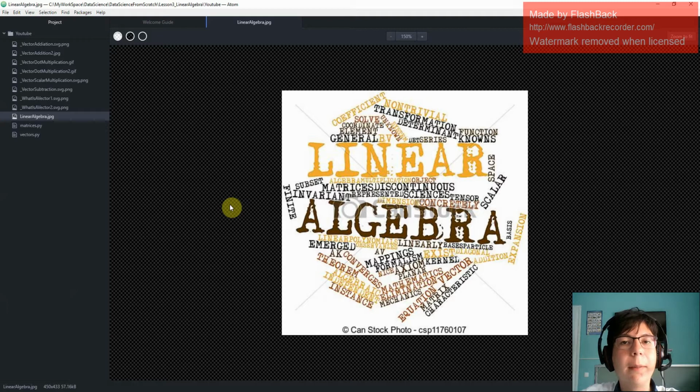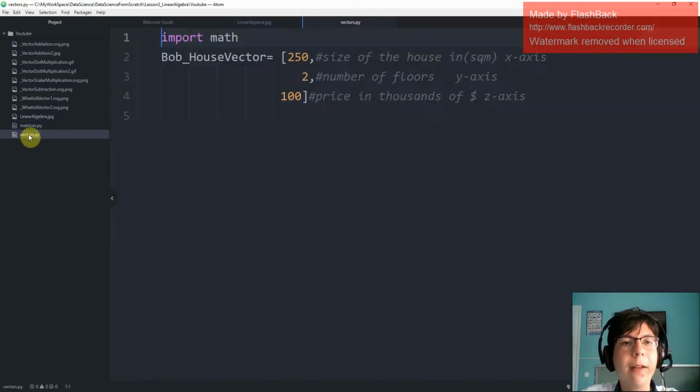In today's episode we are going to talk about linear algebra and more specifically we are going to talk about vectors. So let's get started. Now let's see what vectors are. So basically vectors, or at least in computer science, vectors are a list of values which of course have a geometrical representation.